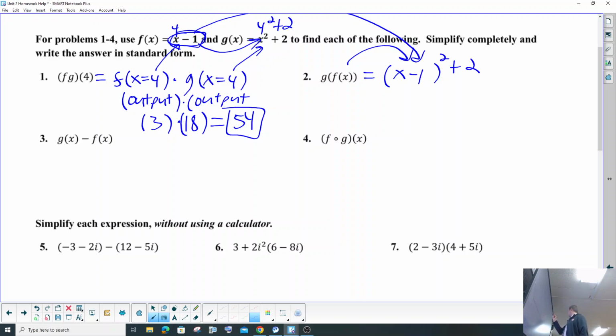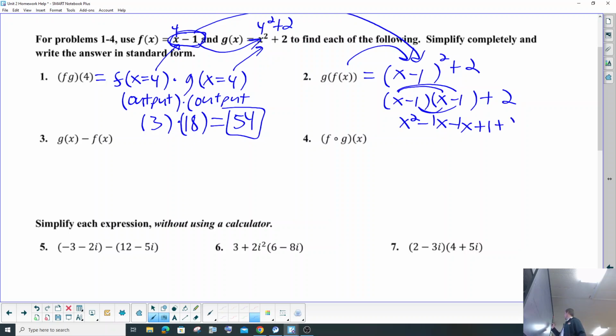And so we have 2 of them. So we have x minus 1 times x minus 1. And so make sure you multiply them like that. Don't just square the first and last term, because you have your middle terms. Don't forget your middle terms. And so then you seashell. So x times x is x squared. X times negative 1 is negative 1x. Another negative 1 times x is a negative 1x. And negative 1 times negative 1 is a positive 1. And we have plus 2.